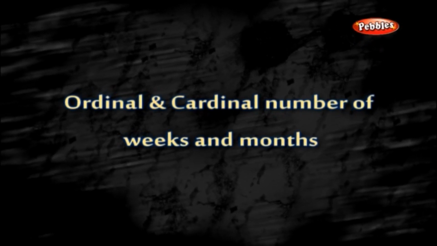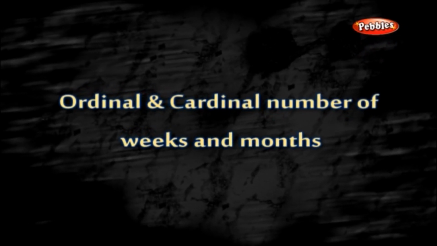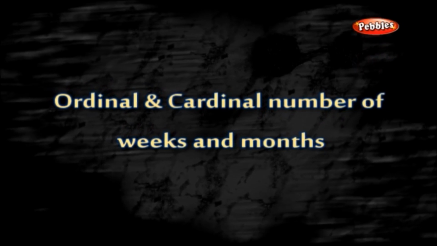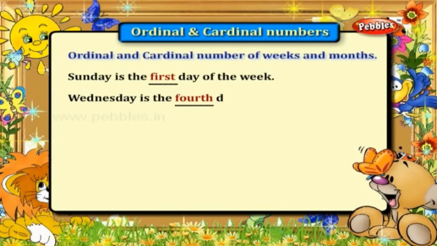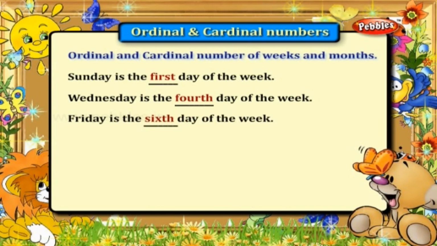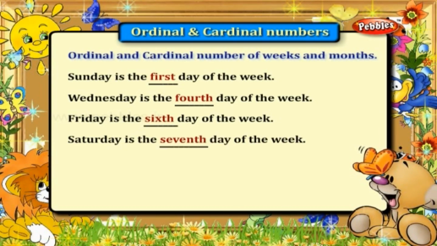Ordinal and cardinal number of weeks and months. Sunday is the first day of the week. Wednesday is the fourth day of the week. Friday is the sixth day of the week. Saturday is the seventh day of the week.